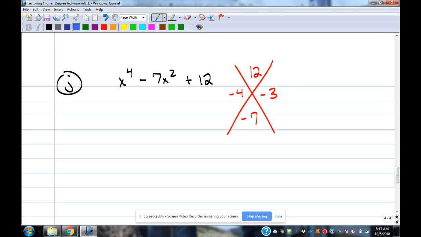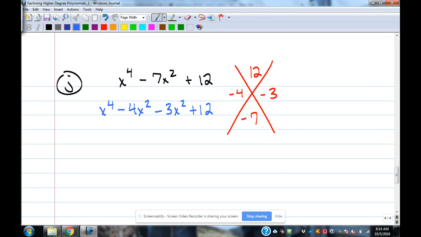So, now, the difference here is that we have x to the 4th and x squared. So when we factor it, it's not going to have plain x's on it. Okay, it's going to have x squareds at least. So one thing that you could do would be take x to the 4th minus 4x squared minus 3x squared plus 12. And I want to show it this way.